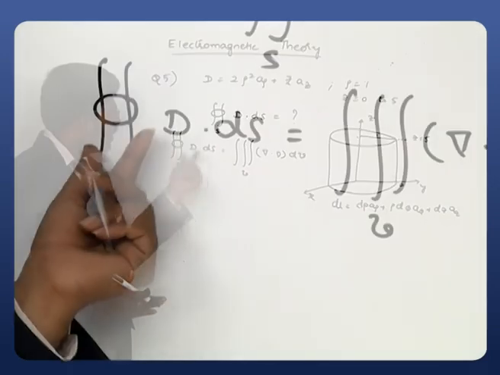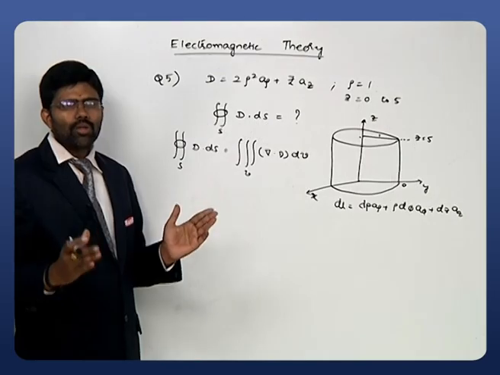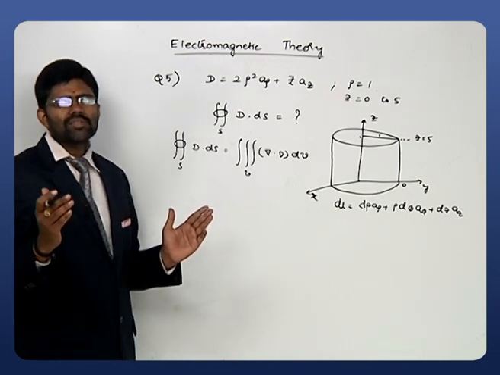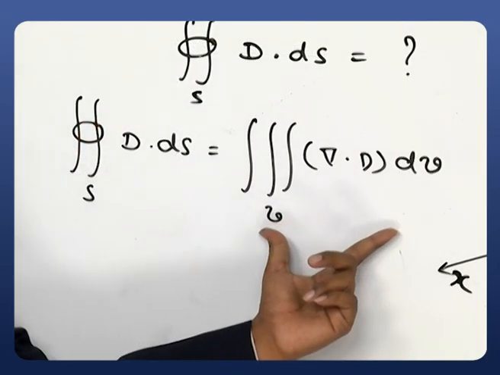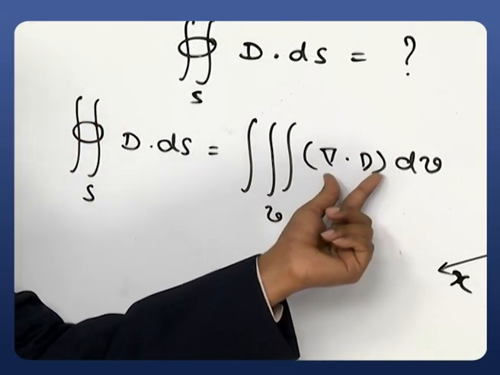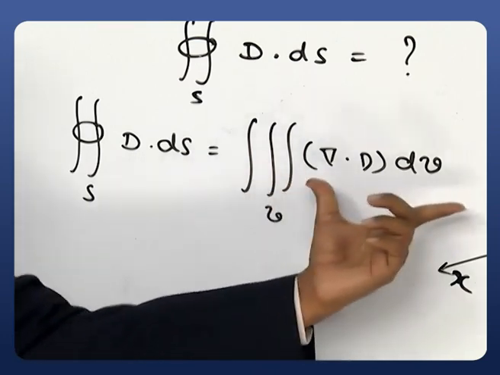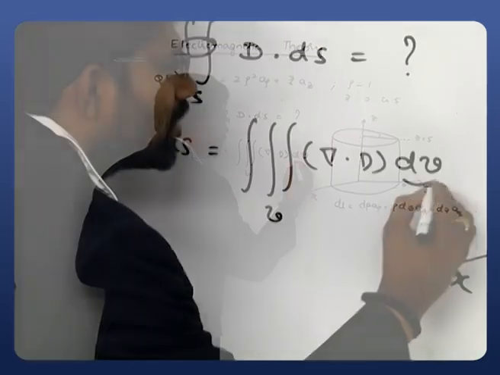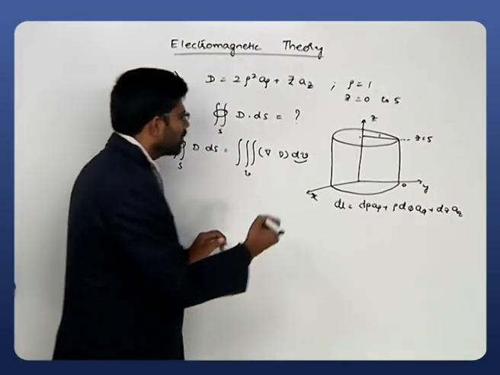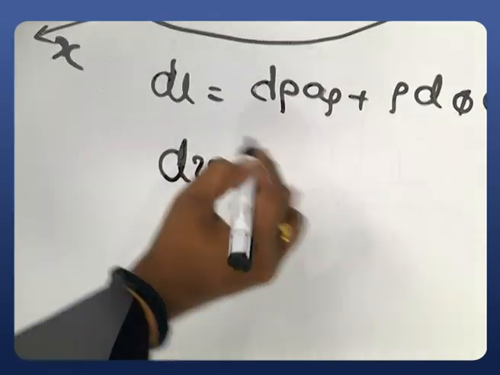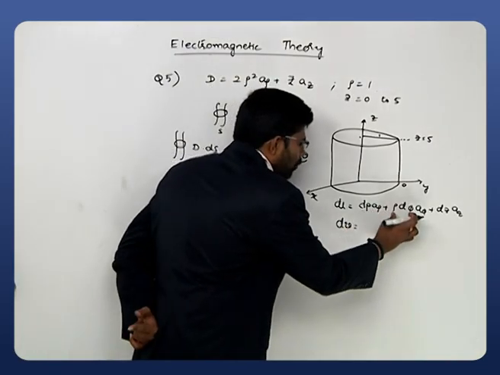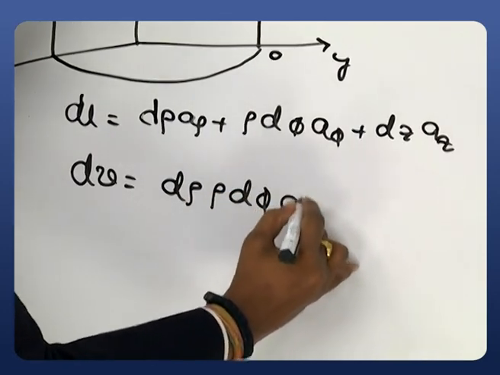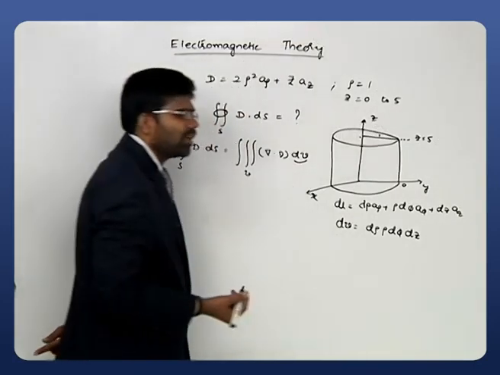Not only for this one, whenever it is required, taking a contour or a closed surface and calculating in all directions will kill our time. So what we have to do is take the easiest route. I will take the divergence of D, and by calculating this volume integral, I will try to get the same answer. For that, we require the dV term. What is dV in our cylindrical coordinate system? The differential volume in the cylindrical coordinate system is d rho, rho d phi, dz, that is rho d rho d phi dz.